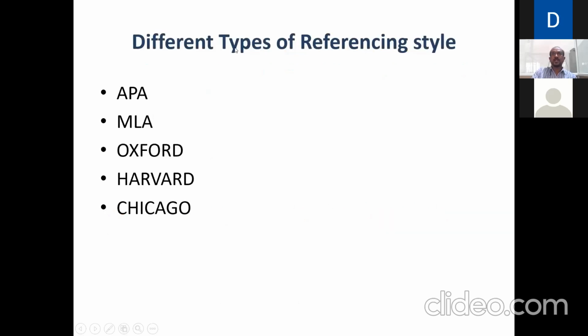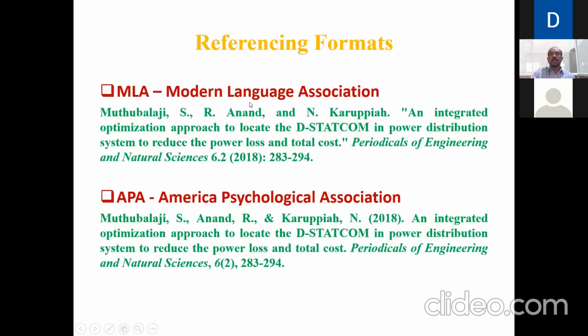Next one is what are the different types of referencing style? There are 5 important types of reference style that are followed: APA, MLA, Oxford, Harvard, and Chicago. But for research paper writing and technical paper writing, we are using only APA and MLA, otherwise called the IEEE format, right? So MLA means Modern Language Association.